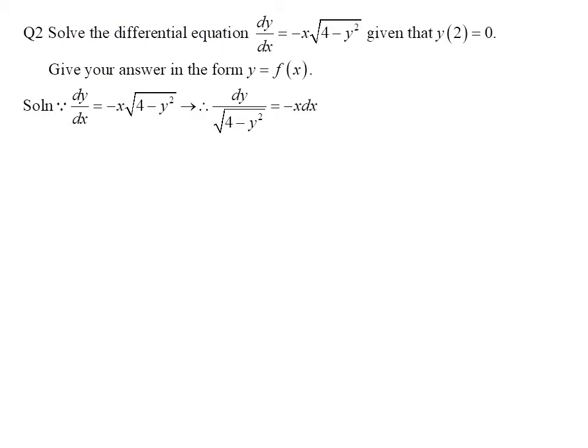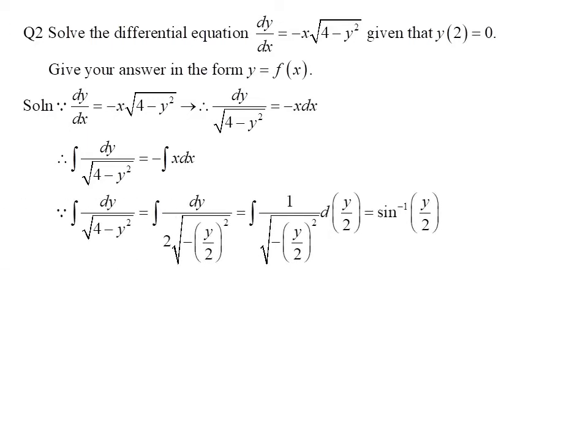which gives dy over the square root of (4 - y squared) = -x dx. Then we integrate both sides of the equation, and based on the integration formula of the arcsine function, the integral of 1 over the square root of (4 - y squared) with respect to y equals arcsine of y over 2.